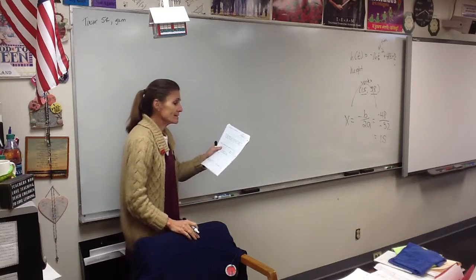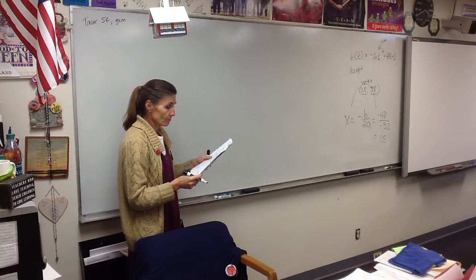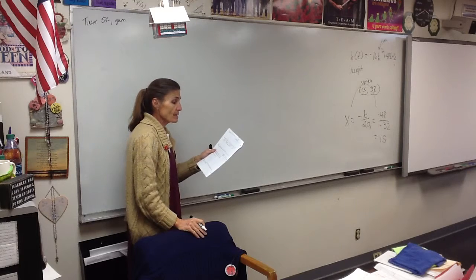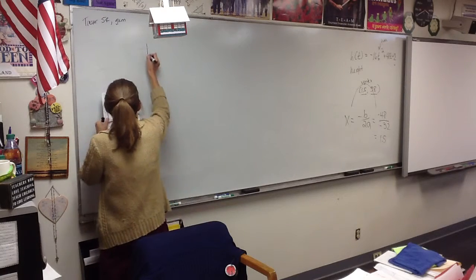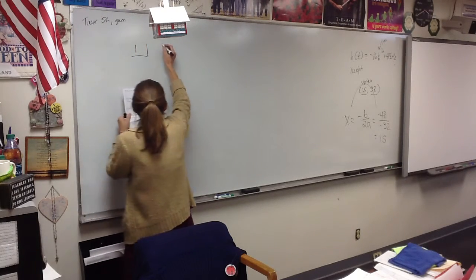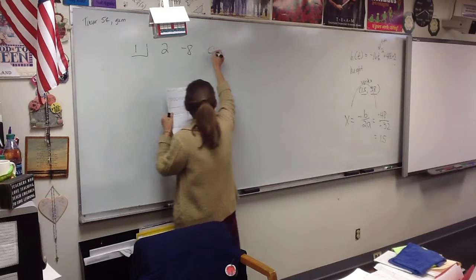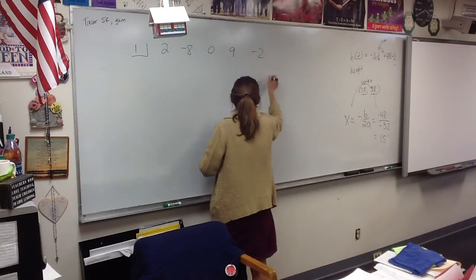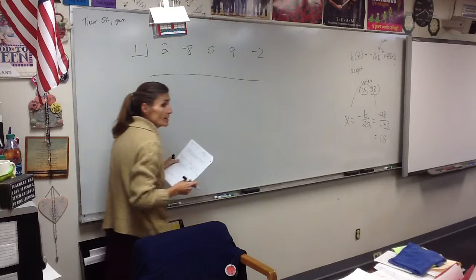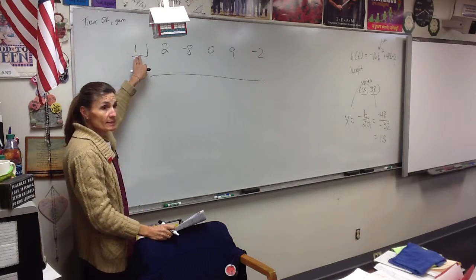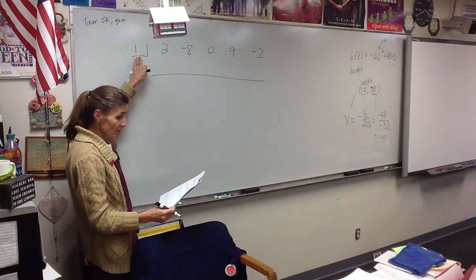All right, now we're going to synthetically divide. I got tricky. Do you catch it? Yep, you put 0 into the x-not place. So 2, negative 8, 0, 9, negative 2. Everybody okay with that? I just automatically stuck a 1 out here. Are you okay with that? Yep.